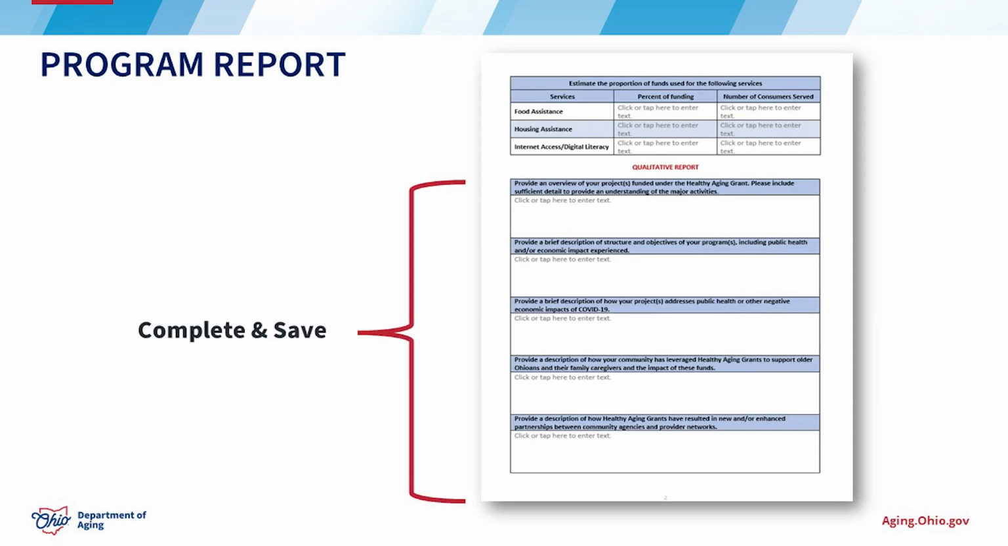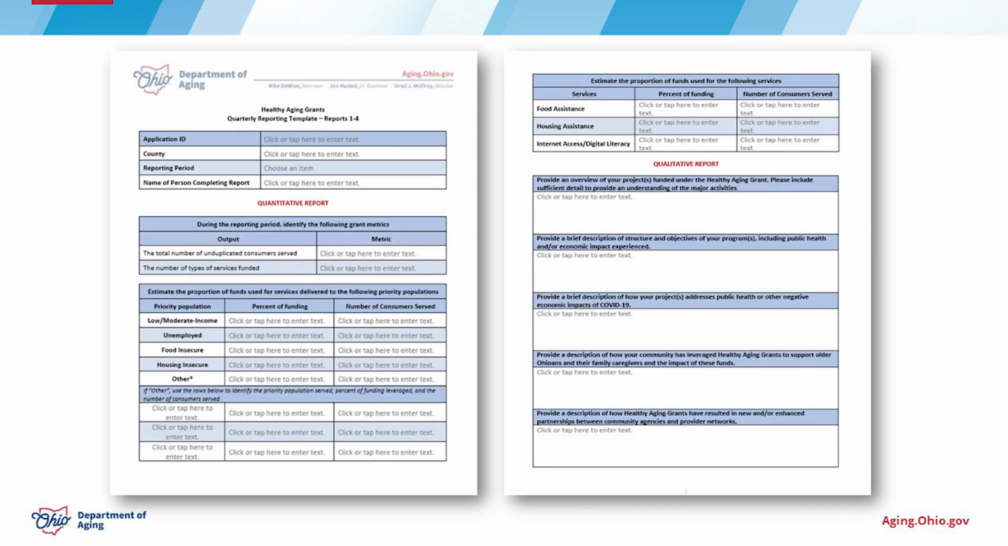Finally, you'll complete the qualitative section of the program report by providing narrative describing your grant activities and the impact, or perhaps anticipated impact, of these funds within your local area. You will report on this each quarter because we know that grant activities can fluctuate from one quarter to the next. A few tips as you work to complete the first quarter one report. Remember, that's due to ODA on January 10th of 2024.